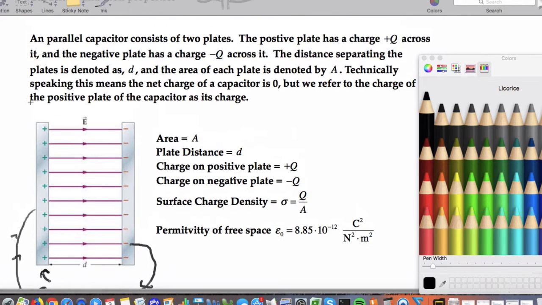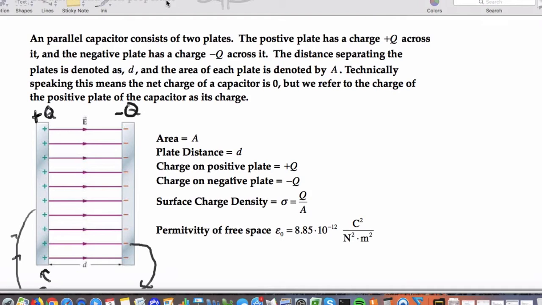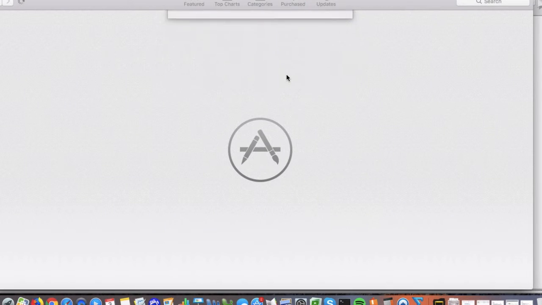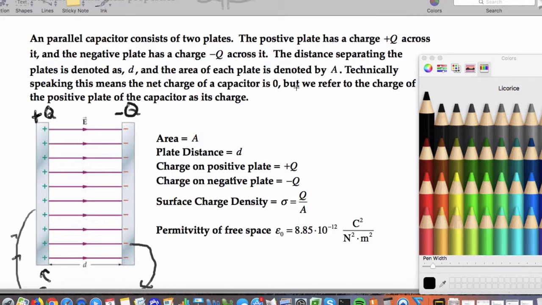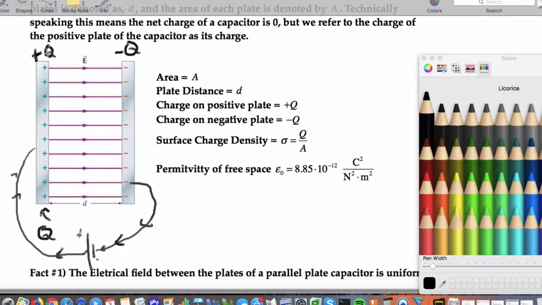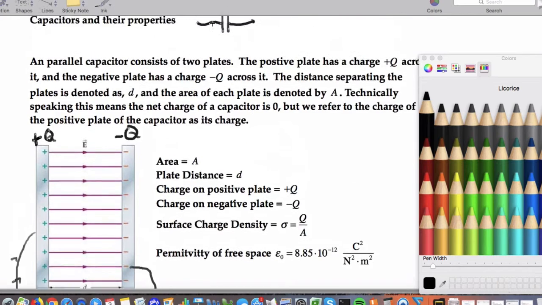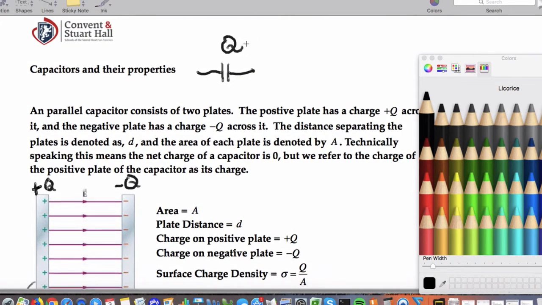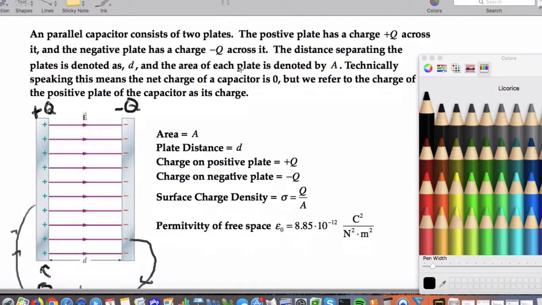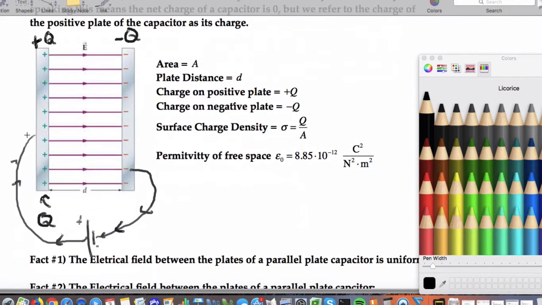So let's be clear. There's actually positive charge on this plate, negative charge on this plate. The overall charge on the capacitor is technically neutral. So when we talk about capacitors having a charge Q, what we're really saying is the total charge is 0, but there's plus Q on one plate and negative Q on the other plate. And that's what we're actually tracking, the absolute value of the charge on one plate.